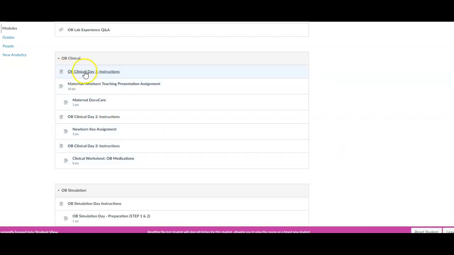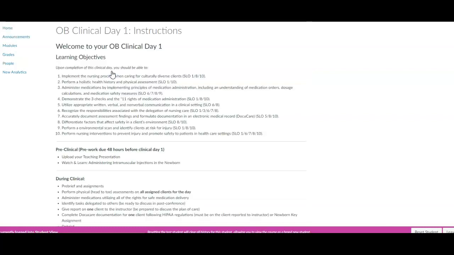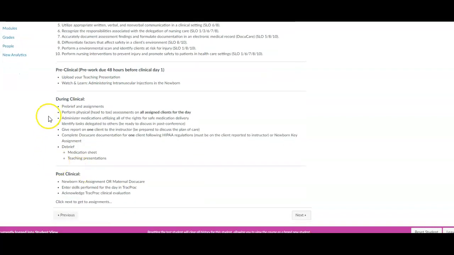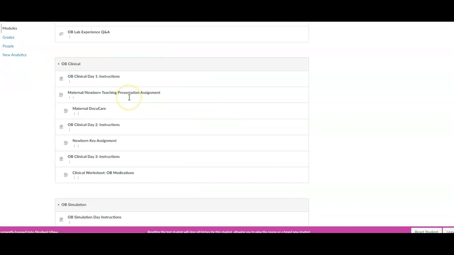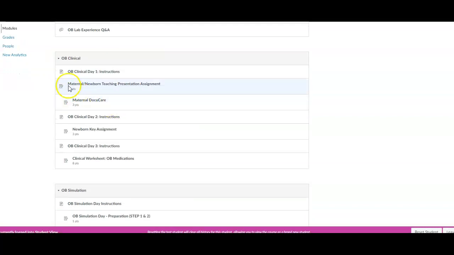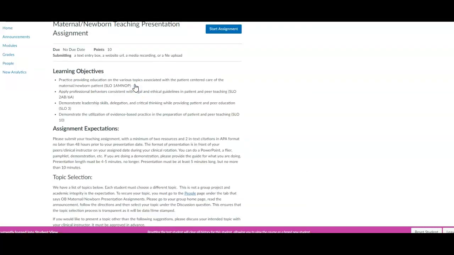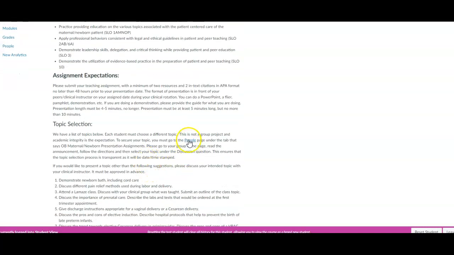So each day has instructions with it, what your objectives are, the work that you have to do ahead of time, as well as what you're expected to do during clinical and after clinical, okay? Each page has that information clearly outlined. Now, the maternal newborn teaching presentation, that assignment has to be uploaded 48 hours ahead of time so that your faculty can take a look at it before you do your presentation. You will select your topic, and the way that you do that is by going to the people page and then finding your clinical group and submitting your topic, okay?